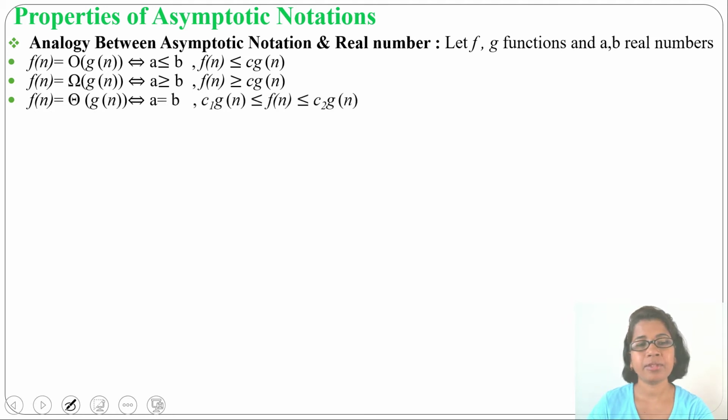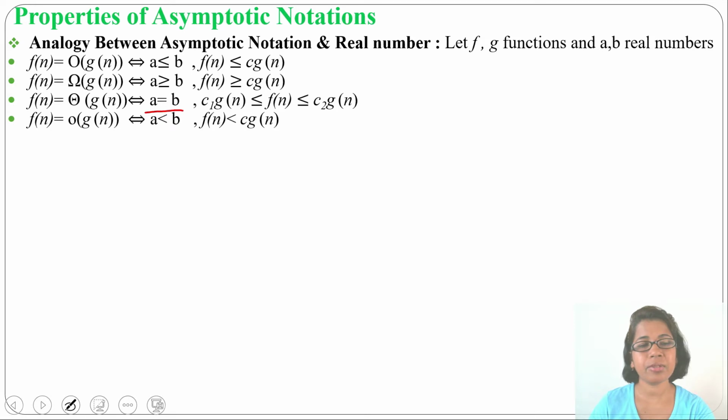If f(n) equals theta of g(n), and we compare with real numbers, we can write a equals b. This is the same as C1 g(n) less than or equal to f(n) less than or equal to C2 g(n). Here C1 and C2 are constants.